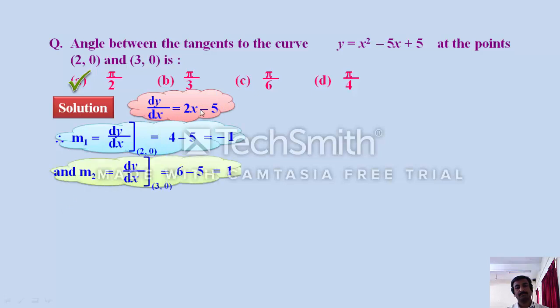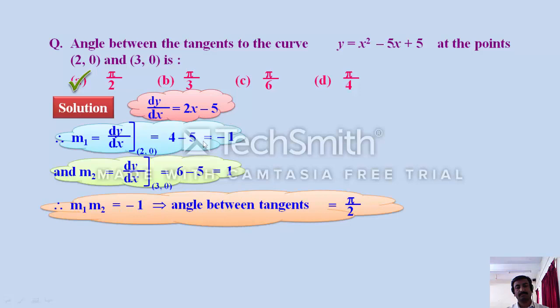Slope of this given curve is 2x minus 5, and slope at the point (2, 0) is minus 1, and slope at the point (3, 0) is plus 1. That means the multiplication of these two slopes gives us minus 1. Minus 1 into 1 gives us minus 1. It means the slope for this line is minus 1, the slope for the other line is plus 1. So it is possible only when these two lines are perpendicular to each other. That is very important.